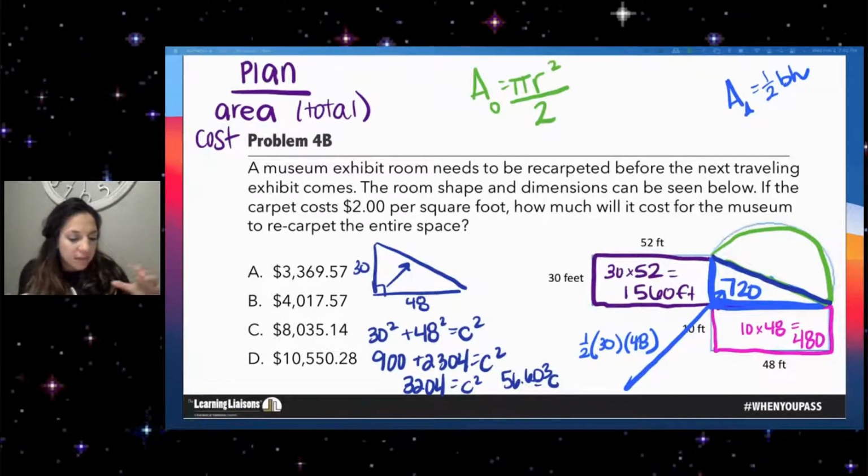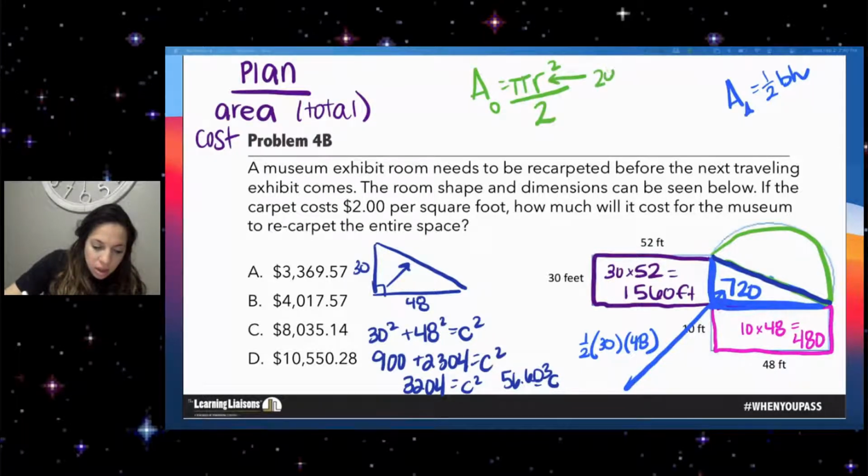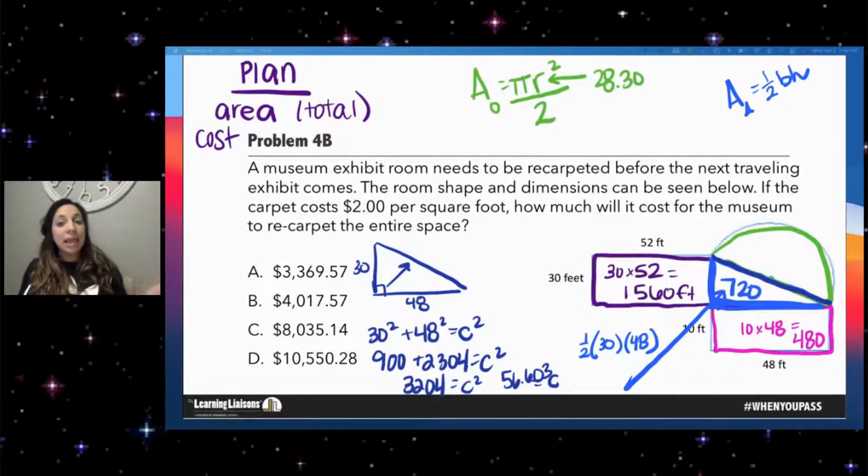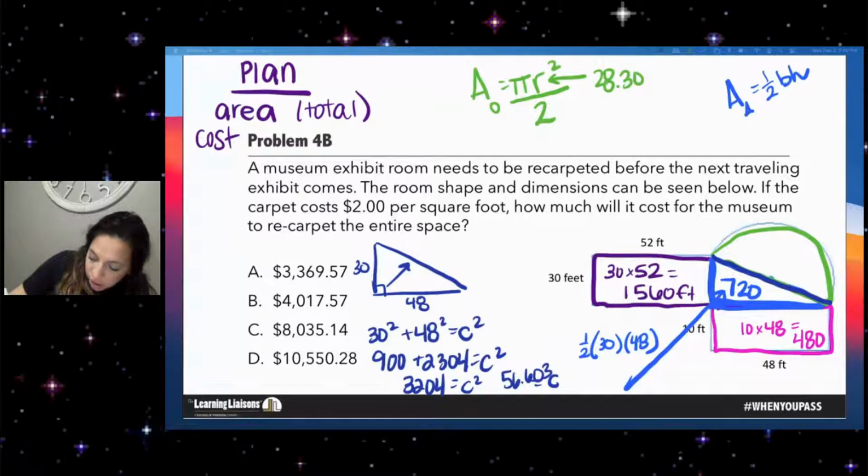So if I divide that by 2, I know that my r is going to equal 28.30. I can square that and I get 801. So the area of this is going to be 3.14 times 801 divided by 2. Punch all of that into my calculator.